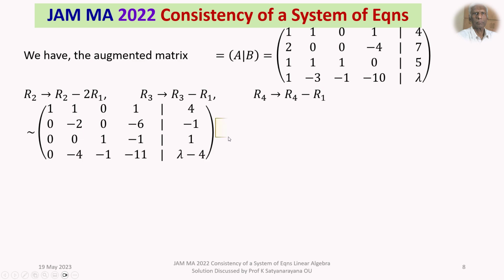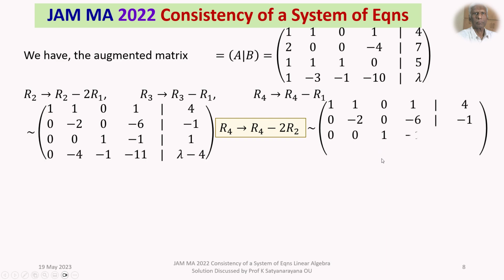So, to do that one, R4 is R4 minus 2 times of R2. If you make minus 2 times of R2, this becomes 0. And this will be minus 1 as it is. This will be minus 1 as it is. And minus 2 times into minus 6 is 12. Minus 11, that will be 1. And minus 2 times is plus 2. Add to lambda minus 4, it will become lambda minus 2. And the third row is unchanged because we have not touched the third row.